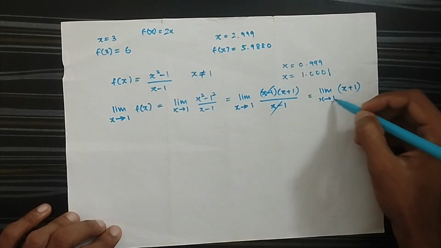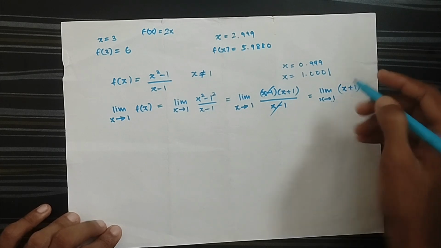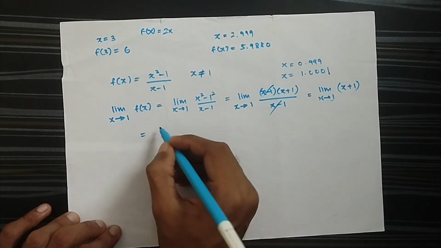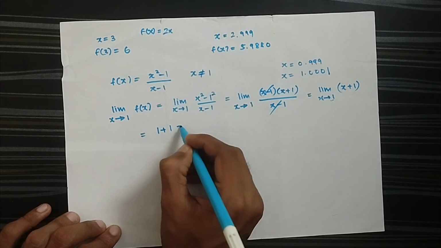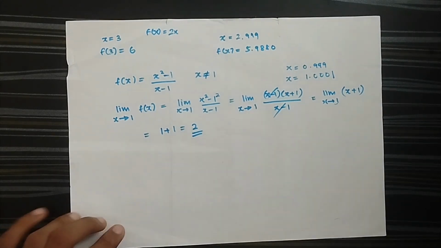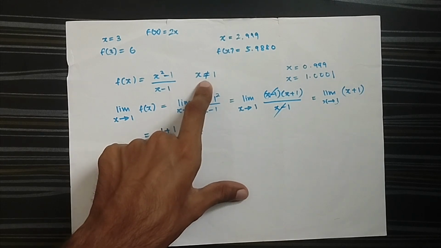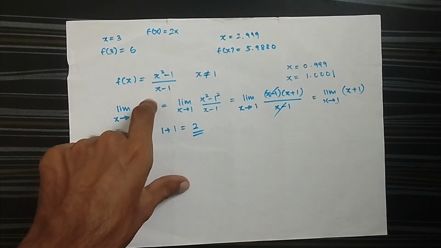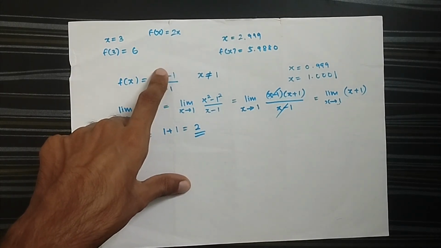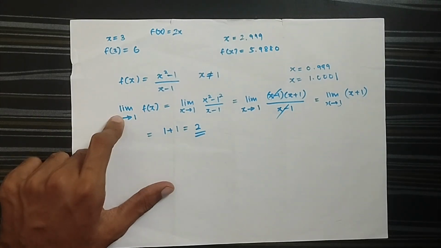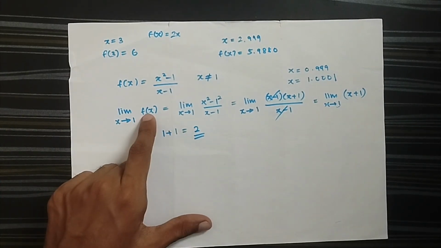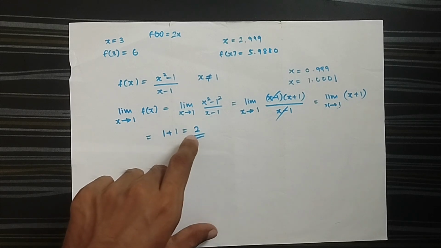Now we can directly apply x tends to 1 here. If x was equal to 1, we can write 1 plus 1, which is equal to 2. So the answer will be 2. As x tends to 1, f of x will tend to 2. But here we couldn't know that directly, because if we applied 1 in the original function, this would just give an undefined result. But using limits, we found the value of f of x as x tends to 1.